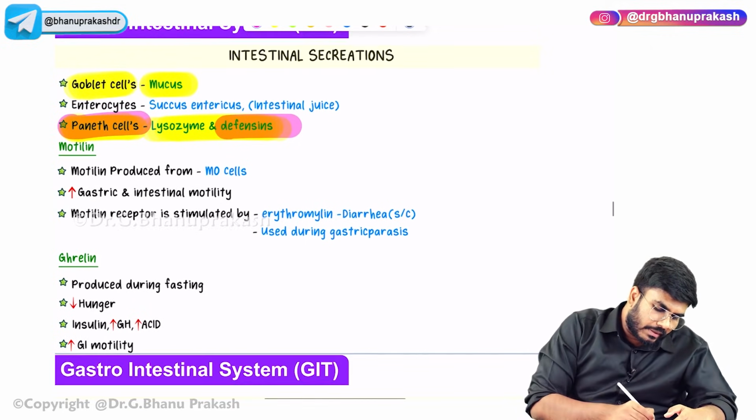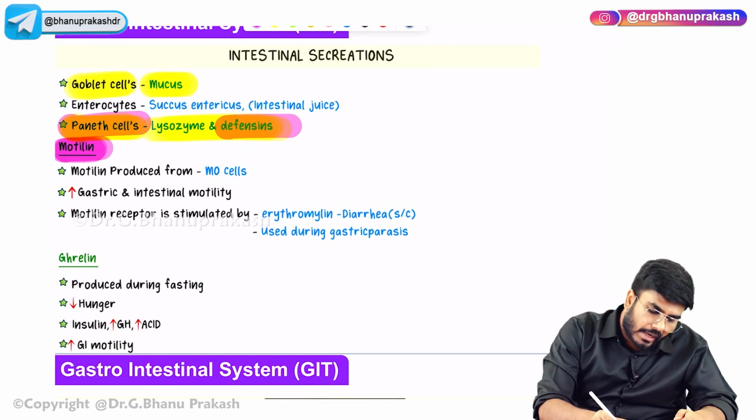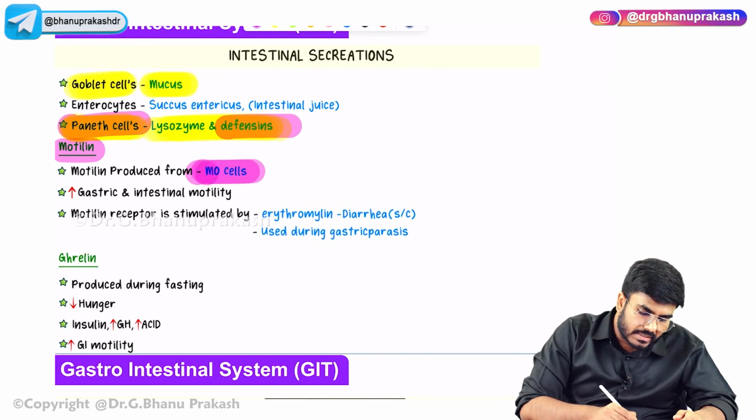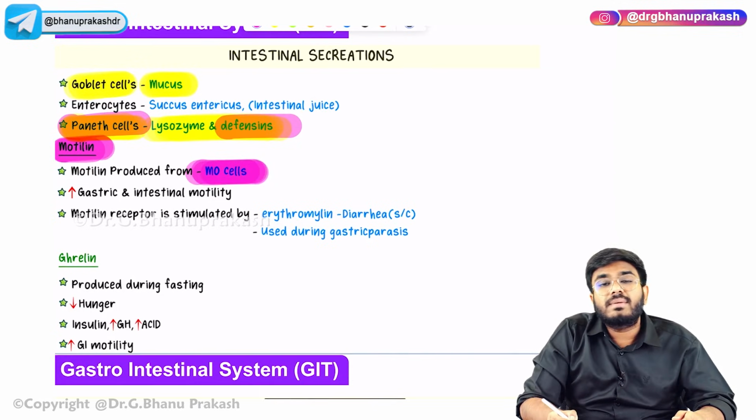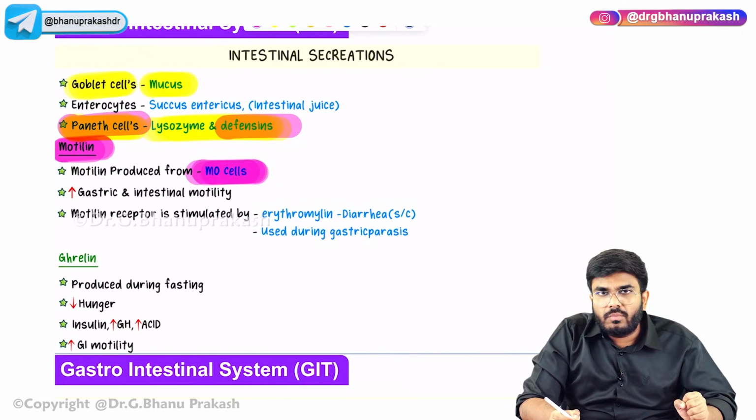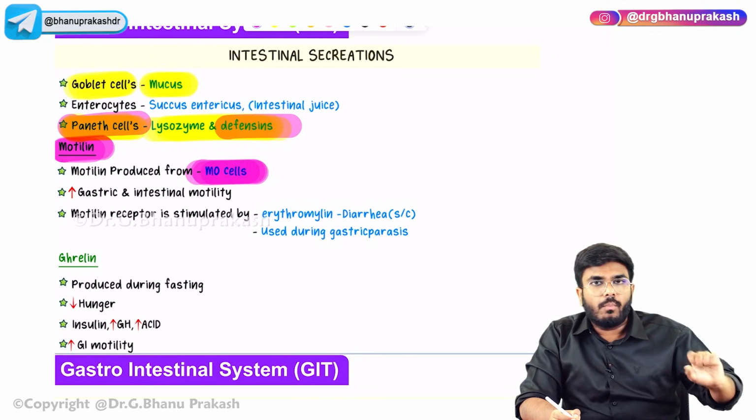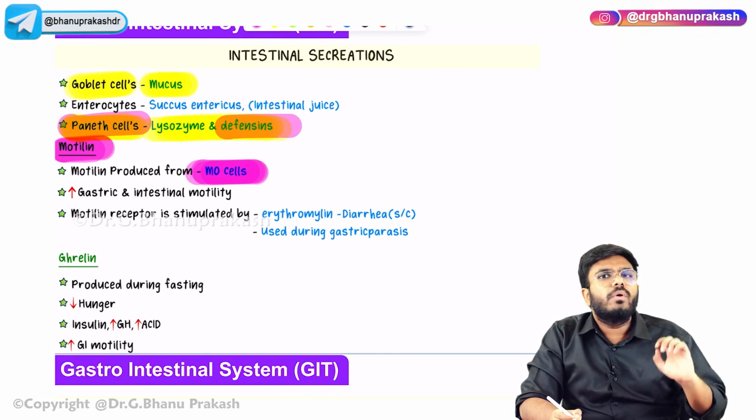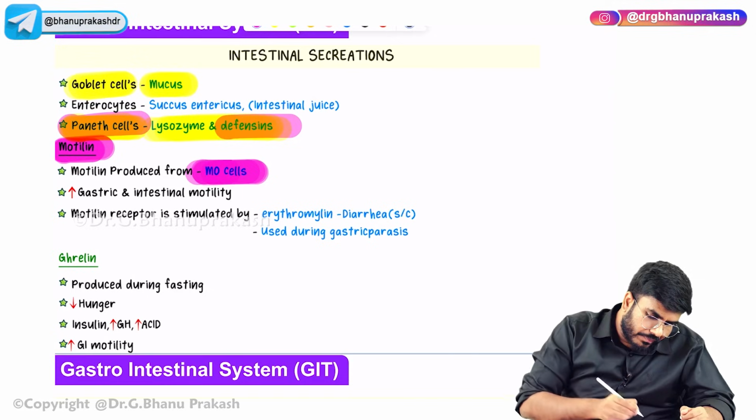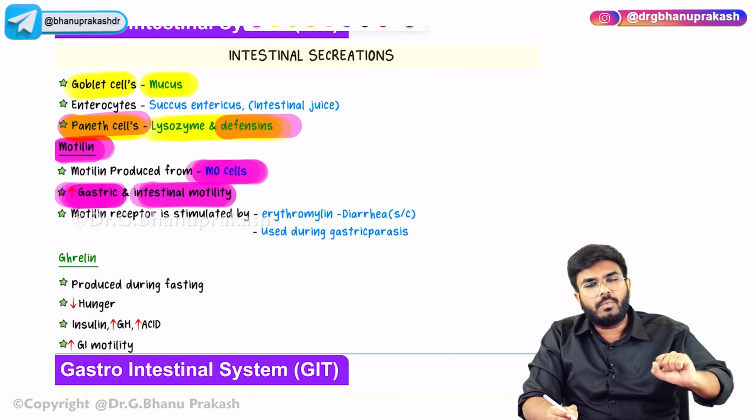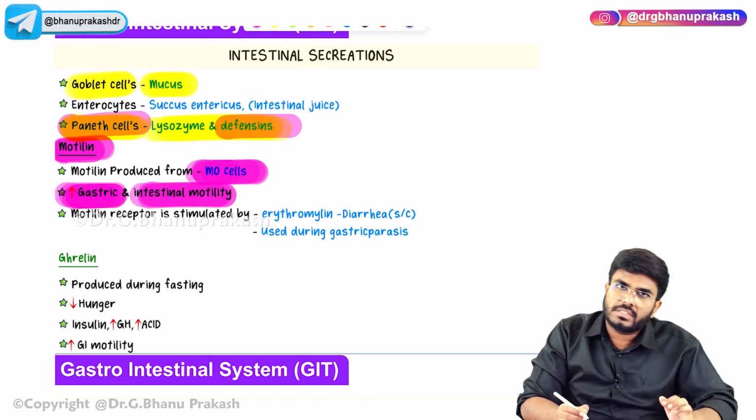Next, in your intestines, there are cells called Mo cells. These Mo cells produce a hormone called motilin. What is the function of motilin? Motilin causes the contraction of GIT smooth muscles. So, they help in motility. So, motilin increases the gastric and intestinal motility. Gastric motility, that is the stomach motility, as well as the intestinal motility.